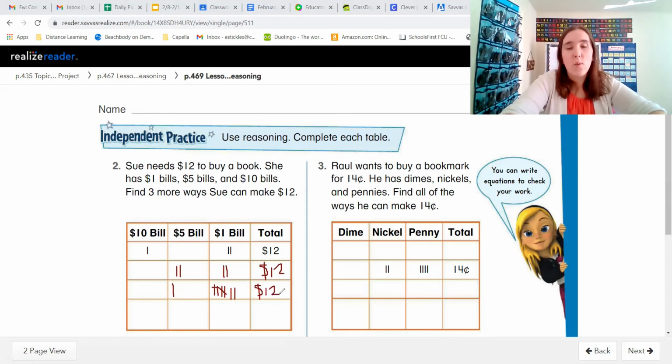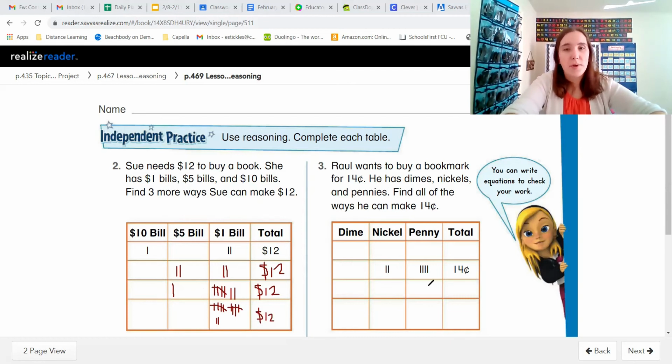And let's see if we can figure out one more way. I have used 2 $5 bills and 1 $5 bill. Let's try using no $5 bills. So how many $1 bills would we need to make $12? Just 12 $1 bills, right? So let's write out 12. 1, 2, 3, 4, 5, 6, 7, 8, 9, 10, 11, 12. So 12 $1 bills would be another way to make $12.